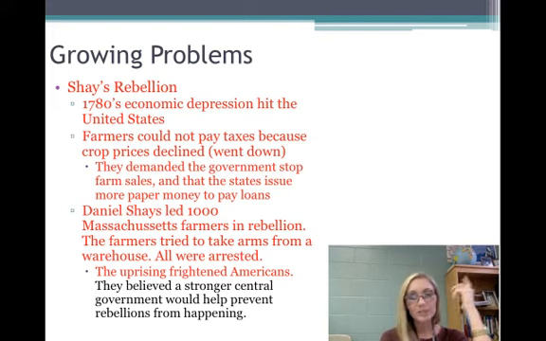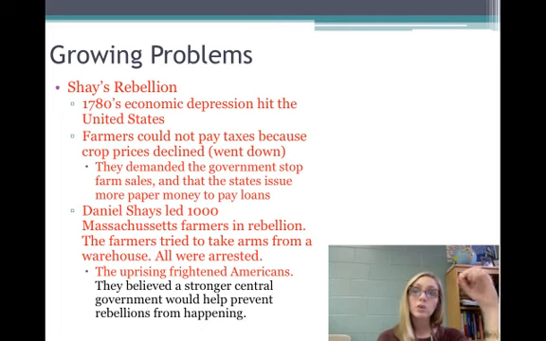truly traumatic from this, it did frighten Americans, and they believed that a stronger central government that could enforce laws and also control the tax system would help prevent rebellions from happening in the future. So this rebellion struck a need for possibly a different structure of government within the United States themselves.